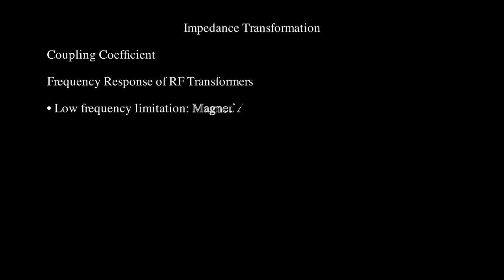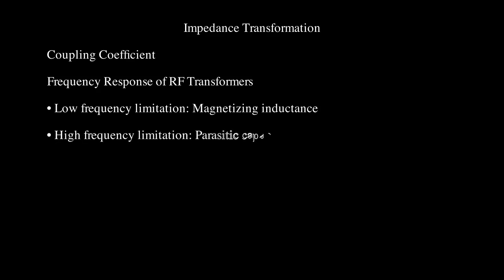The low frequency response is limited by the magnetizing inductance of the primary winding. If this inductance is too low, the primary will draw excessive current, reducing efficiency and causing distortion. The high frequency response is limited by parasitic capacitances between windings and the leakage inductance. These create resonances that can cause the transformer response to peak or roll off rapidly above certain frequencies. Special types of RF transformers include baluns and ununs.